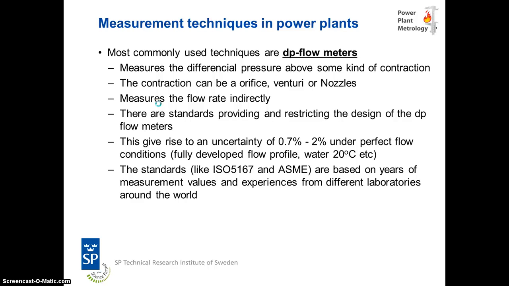And you have all kinds of standards that provide restrictions on how the design of this flow meter should look. And if you follow those standards, you normally get an uncertainty of 0.7 to 2% under perfect conditions. The standards I talked about are the ISO standard and the ASME standard, and they're based on several years of experiments from different laboratories.